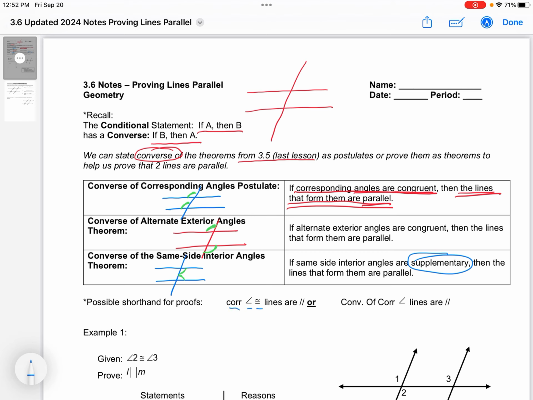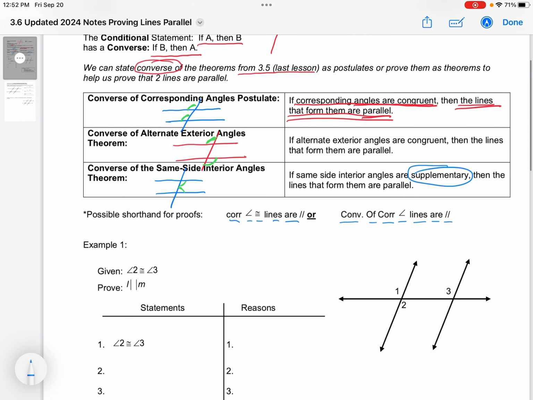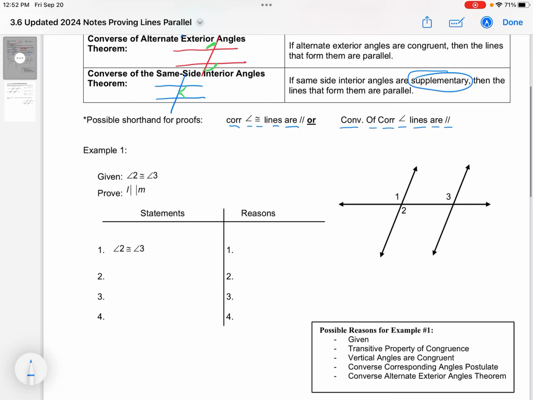Okay, so here's some shorthand. Corresponding angles congruent, lines are parallel. Or converse of corresponding angles, lines are parallel. Okay. So let's do a proof.